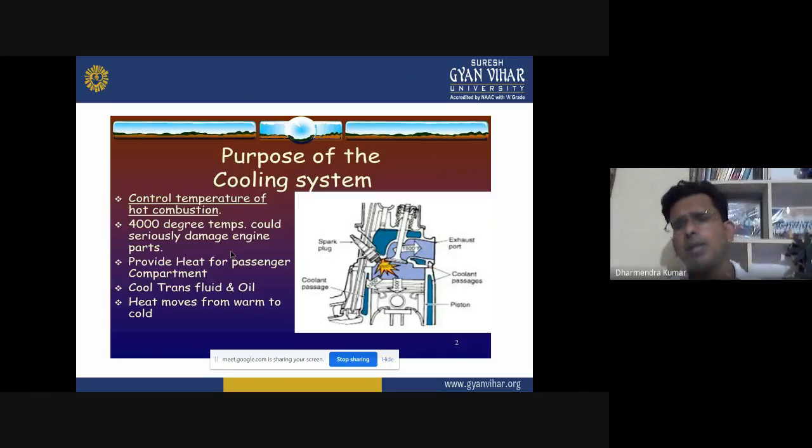Actually, the main purpose of the cooling system is transmission of heat from the hot part of the engine to be dissipated in the air or dissipated in the water. It depends on which type of cooling system we are using in that particular automobile. Either we use an air cooling system, or we use a water cooling system.